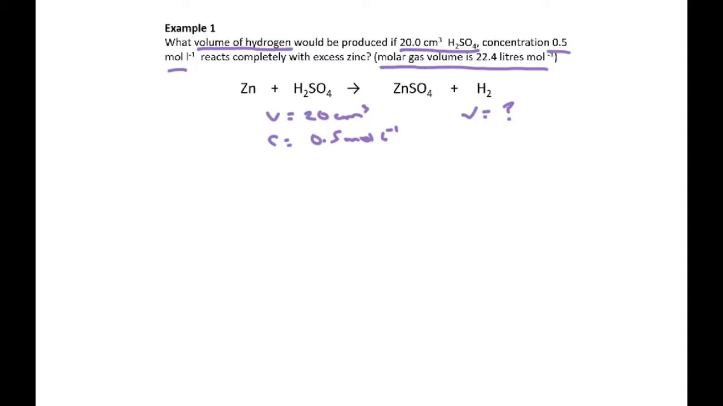So, first thing I'm going to work out is the number of moles of sulfuric acid. And that's using the C times V relationship, concentration times volume. So my concentration, 0.5, and my volume I need to change into litres, so that becomes 0.02. So I've just divided 20 by 1,000 there. So the number of moles is 0.01.